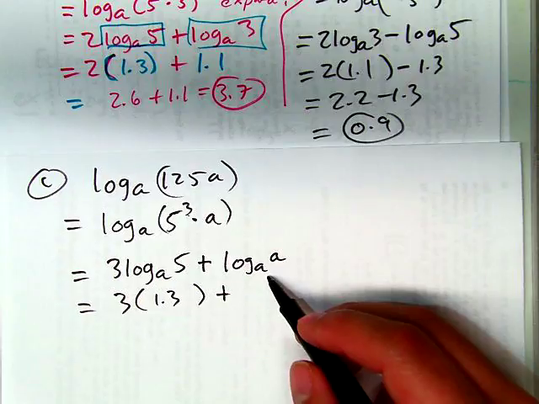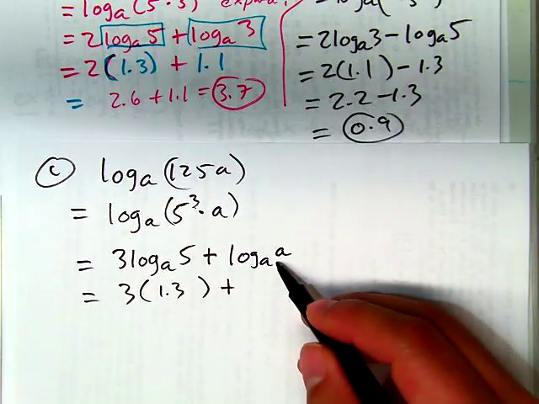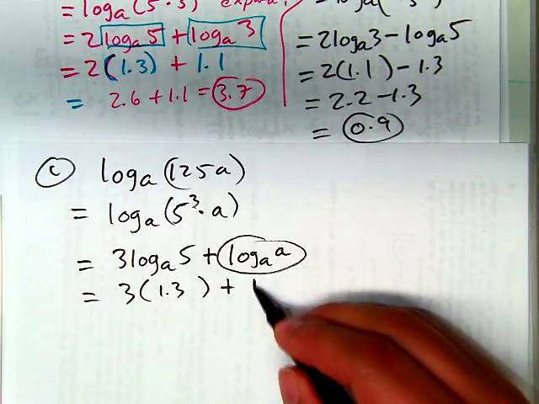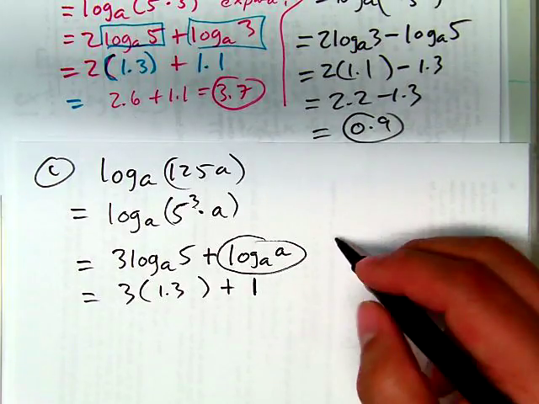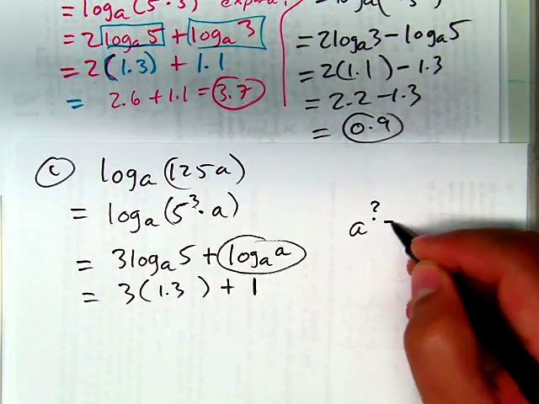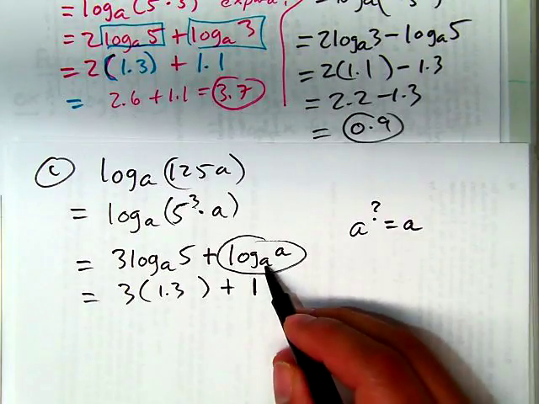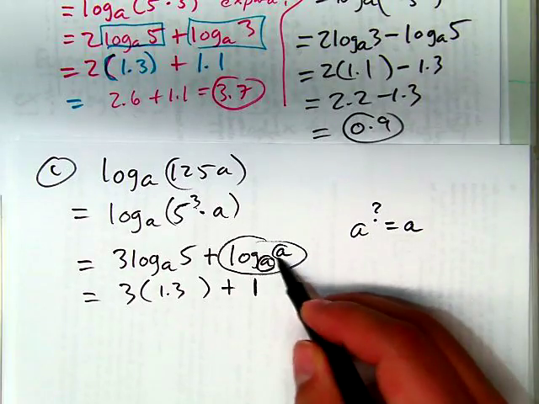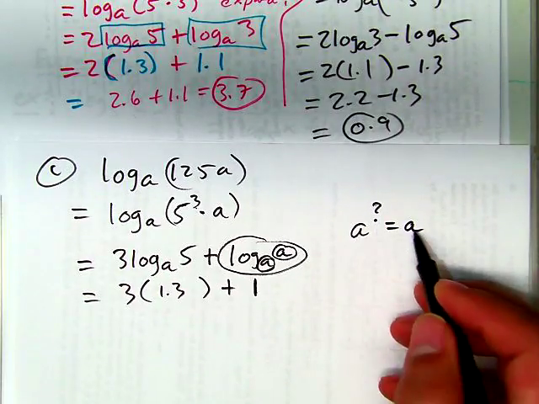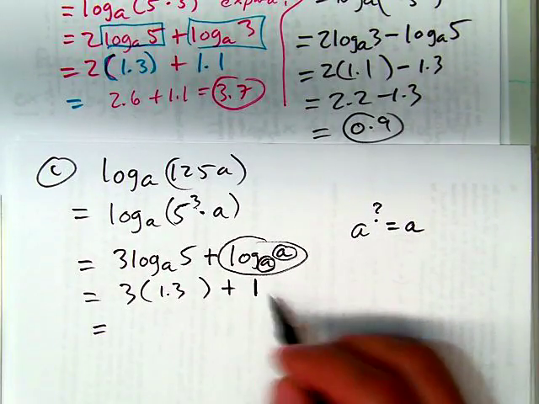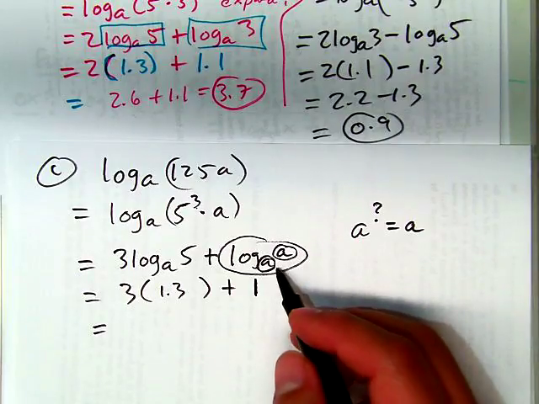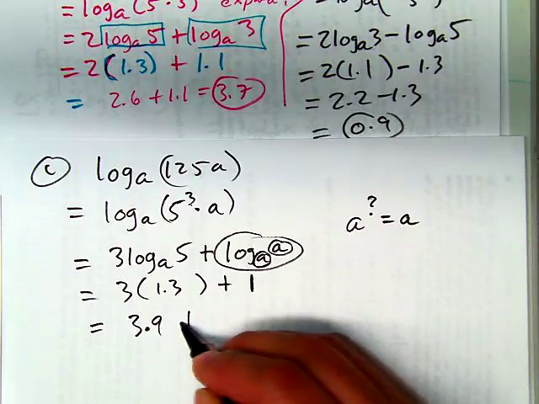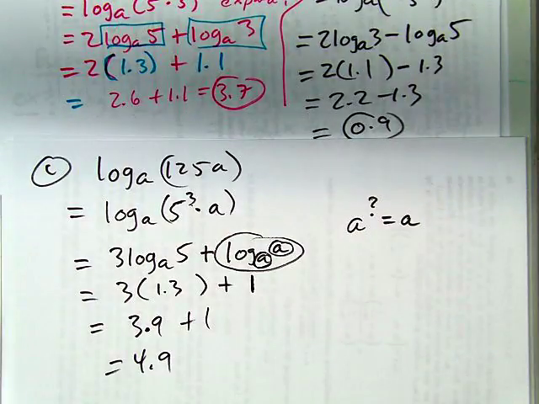And now here, they didn't tell us what log base A of A is, but you should know that this is 1. Because this means A to what power gives us A, right? What power do I take the base and raise it to in order to get this argument in here? Well, the answer is 1, because A to the 1 is A. Okay, so kind of a tricky thing there, but once you see that, you'll be ready for it. So 3 times 1.3 is 3.9 plus 1, so the final answer here is 4.9.